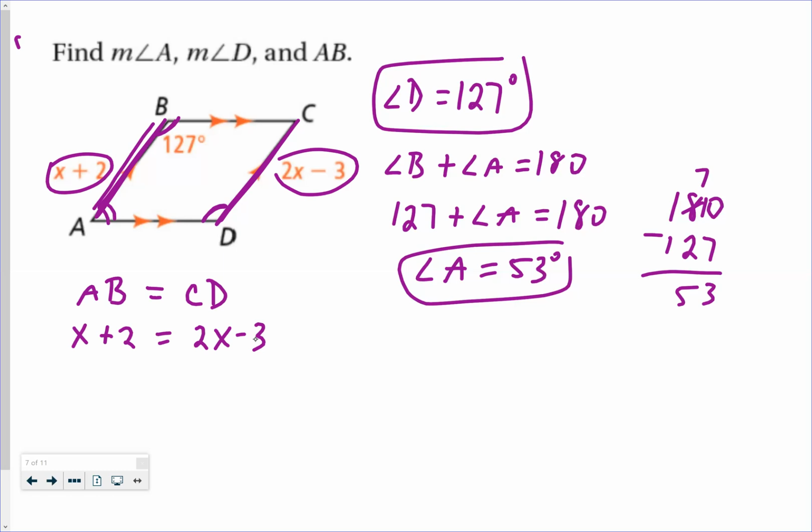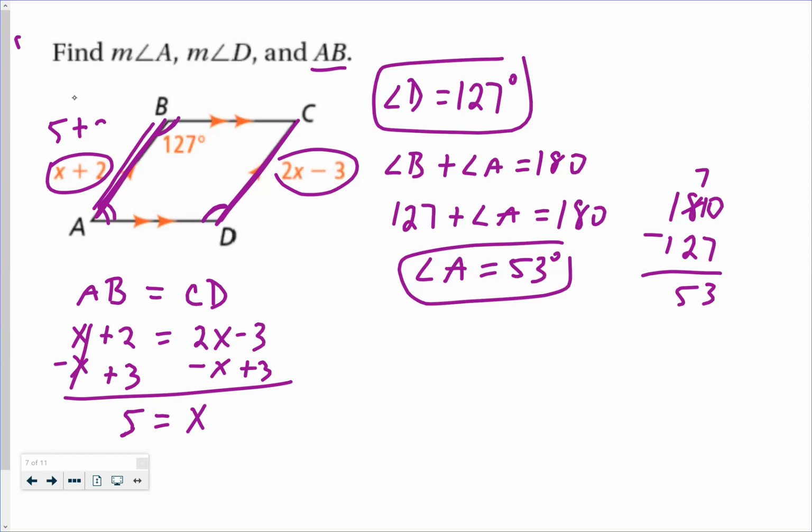And so now I just solve. I'm going to take away x. Okay, and then I'm also going to add 3 because I want all my constants over here. So 2 and 3, that's 5. And 2x minus x is just x. So x is 5, right? But they didn't ask me for x. They asked me for the length of AB. So I have to plug in. So AB is x plus 2. So I do 5 plus 2. So AB is 7.